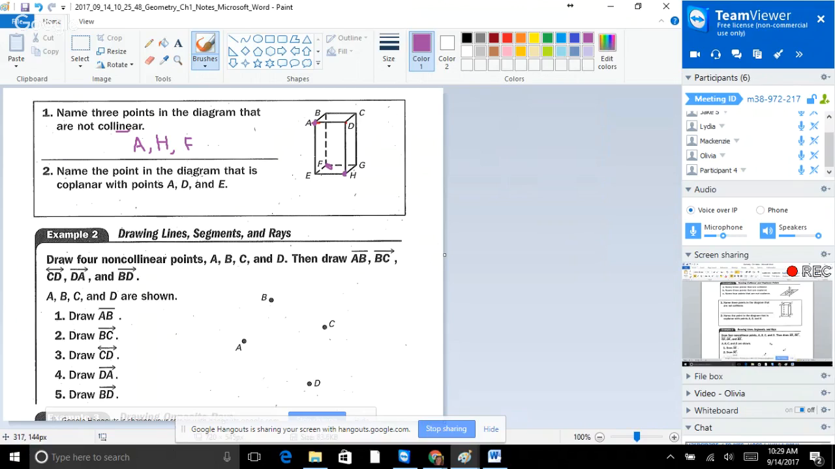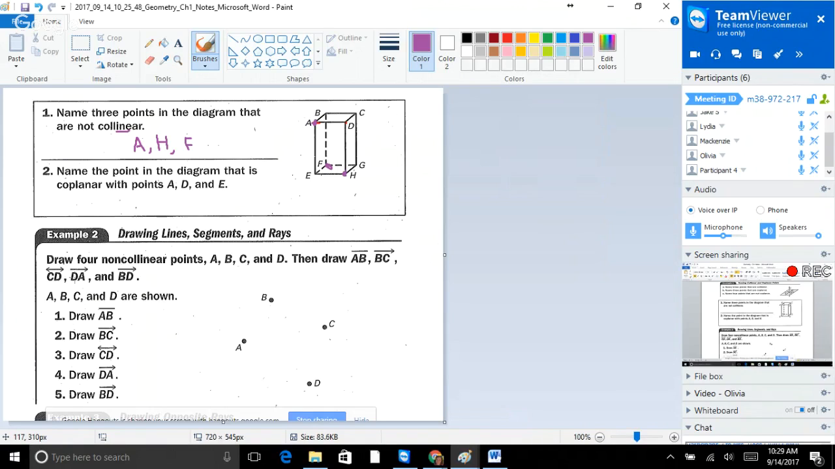All right, I actually like example 2. I think it's kind of fun to do. The purpose of it is to practice what these different symbols signify when you're drawing it. So it says draw 4 non-collinear points A, B, C, and D. They've already drawn A, B, C, and D for us. Isn't that nice? Then draw line segment AB, ray BC, line CD, ray DA, and ray BD.